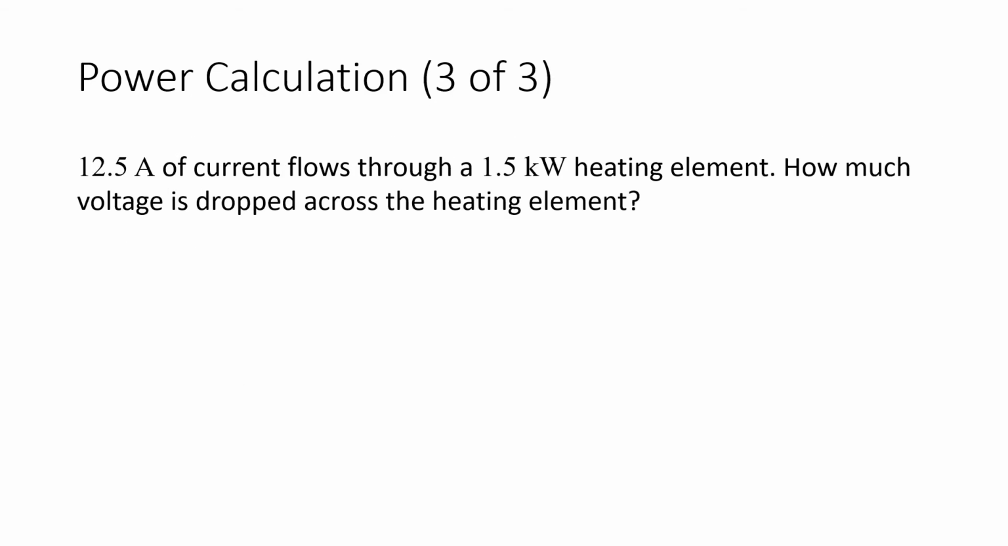Let's look at another example. 12.5 amps of current flows through a 1.5 kilowatt heating element. How much voltage is dropped across the heating element? The equation we'll use is V equals P over I. Substituting our given quantities, V equals 1.5 kilowatts divided by 12.5 amps, and solve for V equals 120 volts.